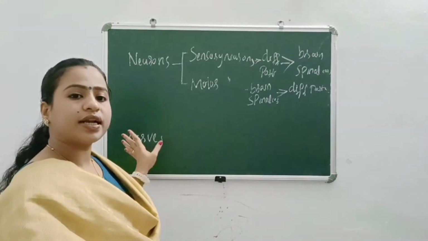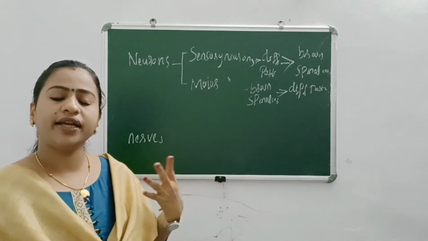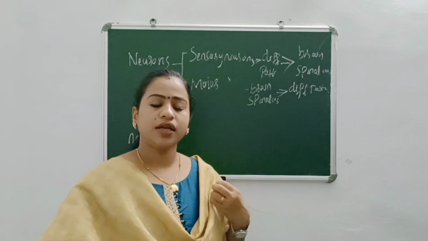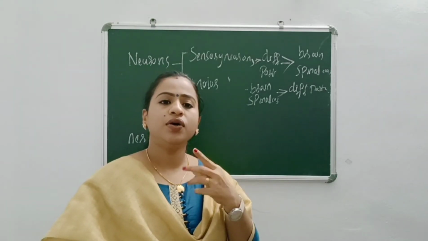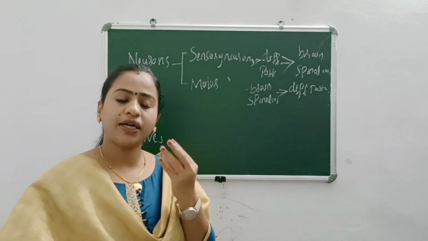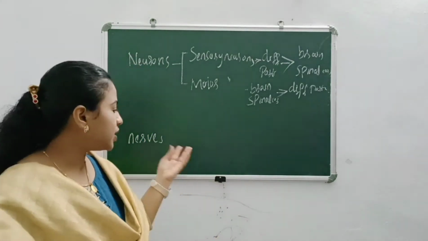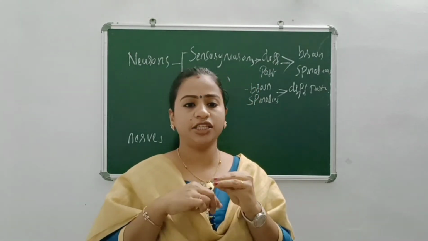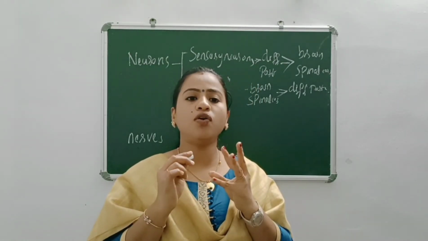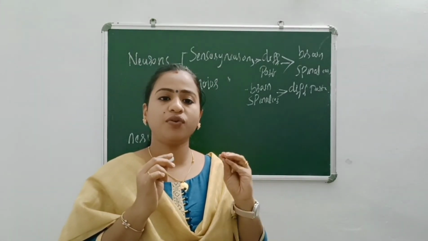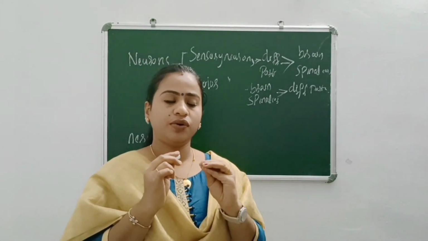Next one is the classification of nerves. Okay, nerves. What do you mean by nerves? A group of neurons or a group of axons or a bundle of neurons is called a nerve. The nerve is covered by connective tissue. A group of neurons is called a nerve.